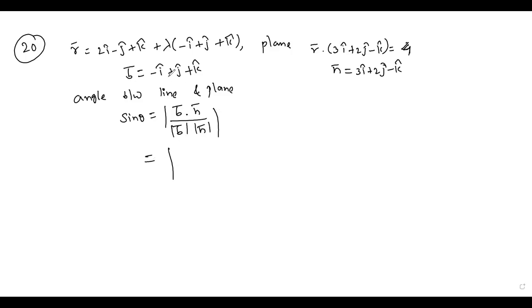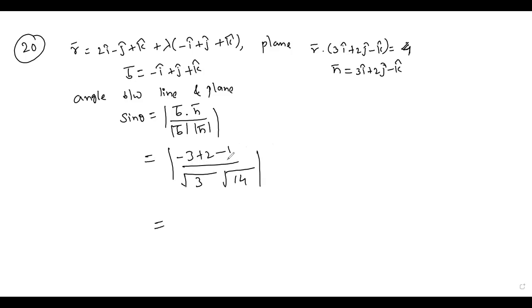Now apply the dot product between b and n bar. Here -1 times 3 is -3. J coefficient 1, here 2, plus 2. K coefficient 1, here -1, that is -1. By mod b bar, I think root 3 will come. Here mod n bar is 9 plus 4, 13, 13 plus 1, 14.